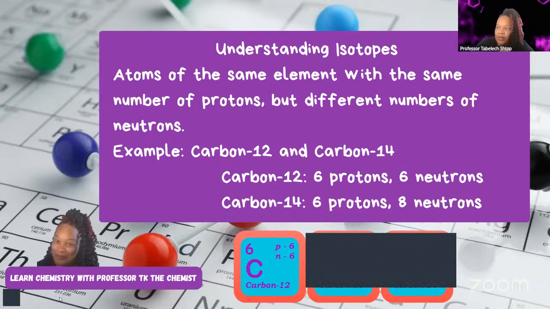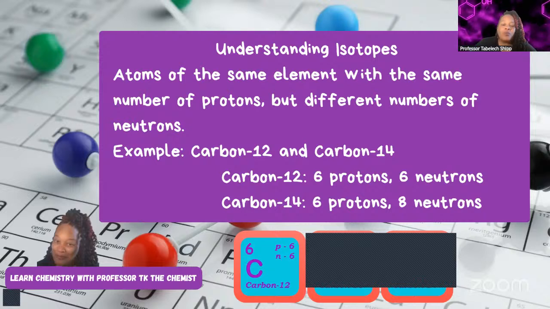Let's see here. Okay, so now what we're going to do, we're going to keep it moving. But what I also want you all to keep in mind is that if you look at these 3 examples here of carbon-12, carbon-13, carbon-14, what you will notice is that they all have the same number of protons. But how they are different is the neutrons because of the mass number.